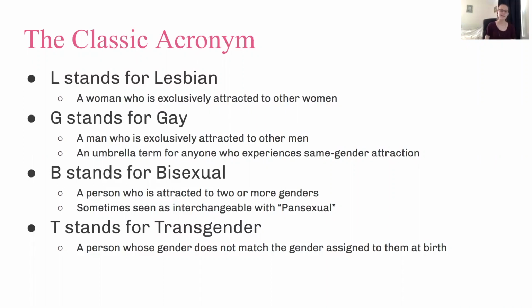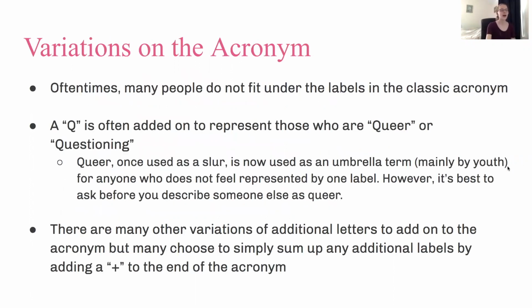And then finally, T stands for transgender, which is a person whose gender does not match the gender that they were assigned at birth. So this is sort of the classic acronym, so to speak, but there are many variations on it because people don't fit under just those four labels. And so a Q is often added to represent those who are queer or questioning.